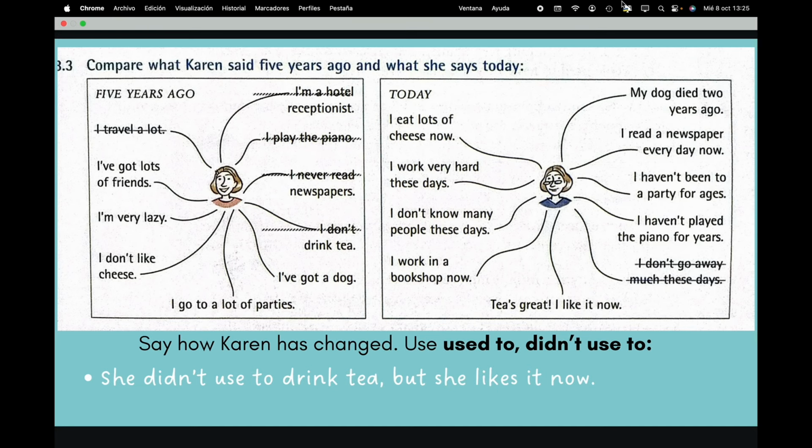Let's do a last one. I've got a dog. So in this case, because to have a dog is a state, you could say only she used to have a dog, but her dog died 2 years ago. Over here, the example with would not be correct because to have a dog is a state and is not an action verb.